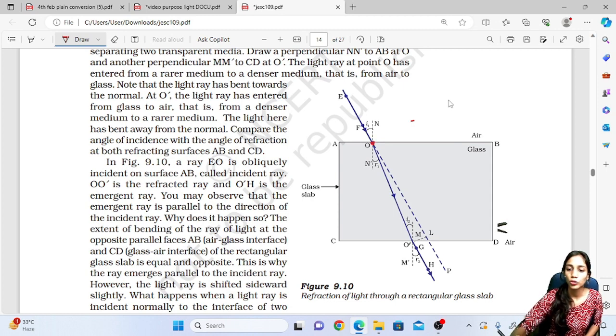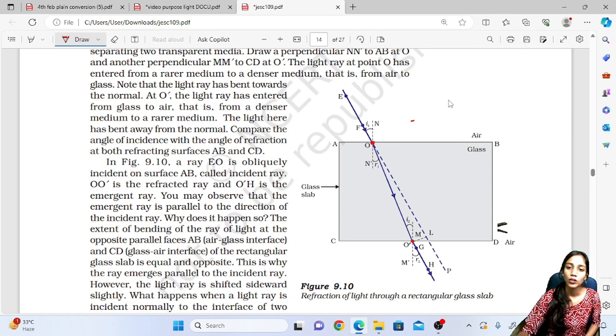Now go to the next one, G and H. You have to join these two points and draw a straight line, and wherever this line is incident on the edge CD, over there you mark a point O dash. Now you have to join O and O dash. Before removing the glass slab, you have to draw an outline ABCD, and then join the line O to O dash.